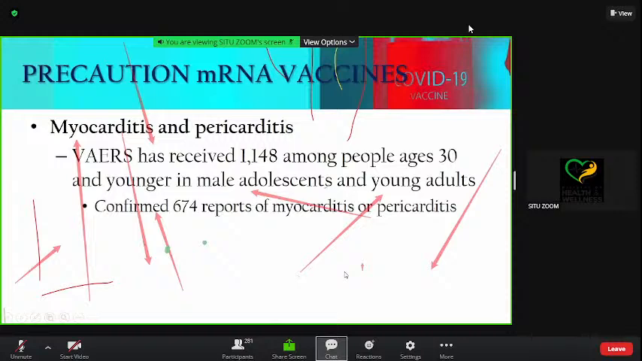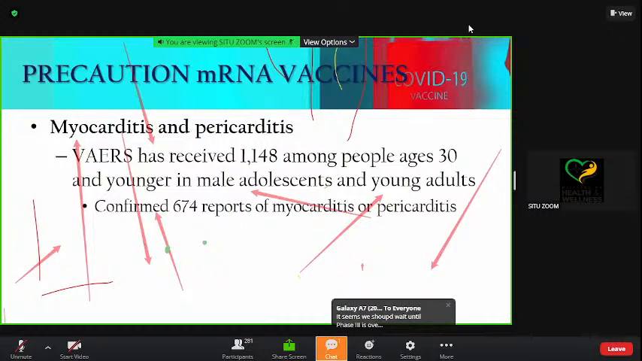Then this is the biggie for Pfizer. Apart from all of the run-of-the-mill ones I told you about, there is something called myocarditis and pericarditis. That is inflammation of the muscle of the heart and inflammation of the tissues around the heart. And they have found that it does cause this inflammation in young persons, especially males under the age of 30, usually 16 to 30, young adults.